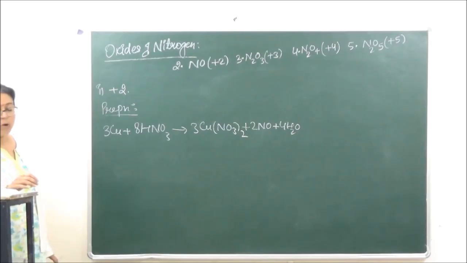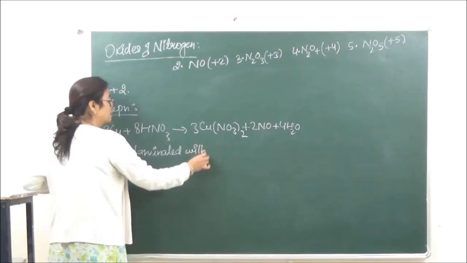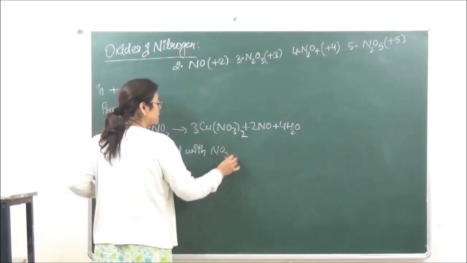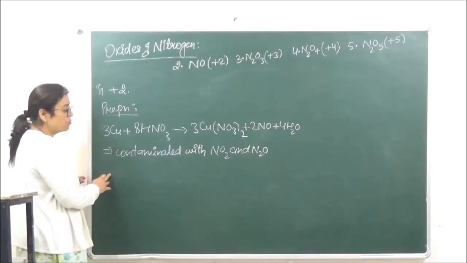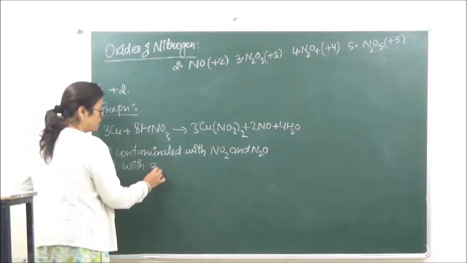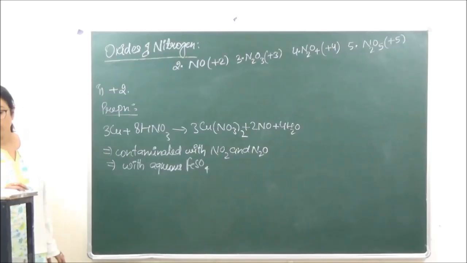Now over here also the liberated gas is contaminated with nitrogen dioxide and nitrous oxide, right? These are the impurities, और इसको हम लोग किस तरह से remove करेंगे? They can be removed by treating the gas with aqueous persulfate solution. Okay, इसके साथ treat करके हम लोग इसको remove कर सकते हैं.